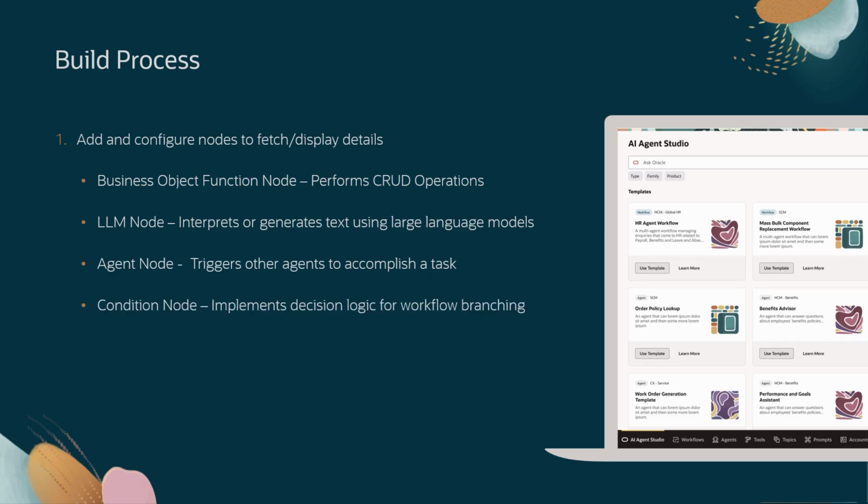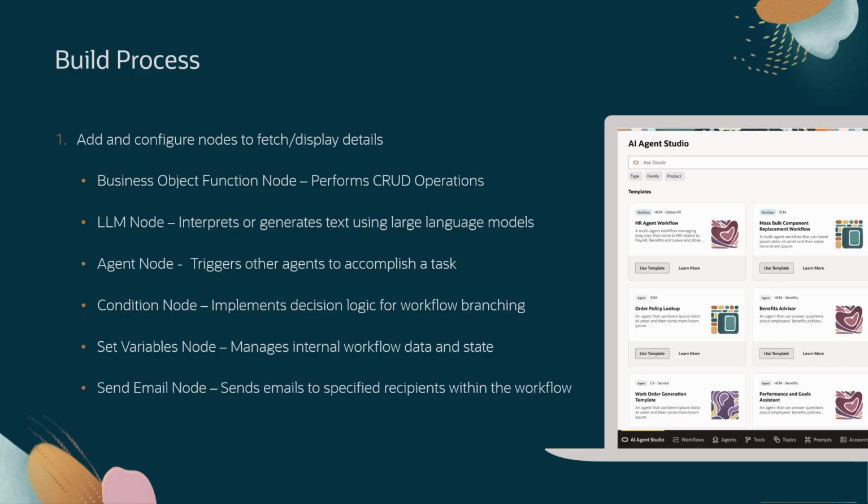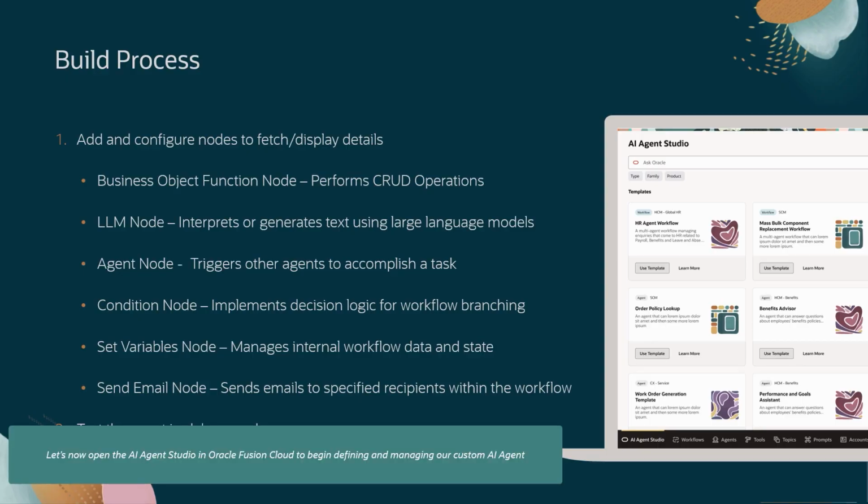Add condition nodes to route the flow based on business rules. Use setVariable node to store intermediate values, flags, or user context used by the later nodes. Utilize the send email node to automatically send emails to the right recipient based on the workflow action. Once your nodes are configured, thoroughly test your agent in the debug mode. To begin, let's go to AA Agent Studio, which is where developers and administrators create and manage these workflow agents.